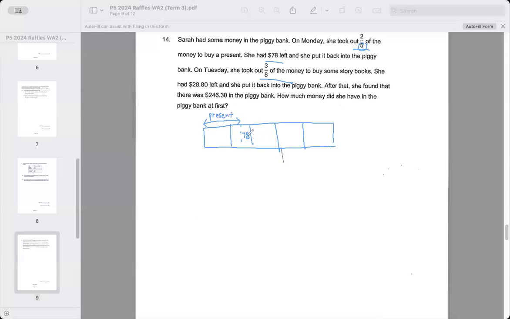So she put this amount back into the piggy bank. You can label it as your remaining, the remainder money. So you put this back into your piggy bank. Next, on Tuesday, she took out 3/8 of the money. So now the total is 8 units. This is your remainder in the piggy bank. For this part, we have to draw a drop-down model. The total units will be 8 units. So let's draw 8 units.